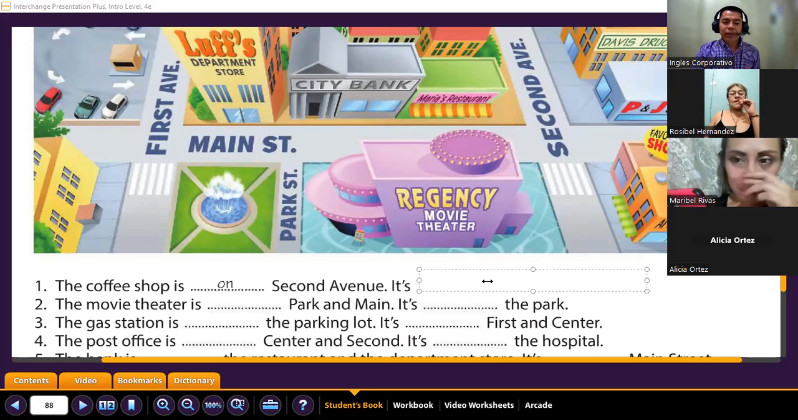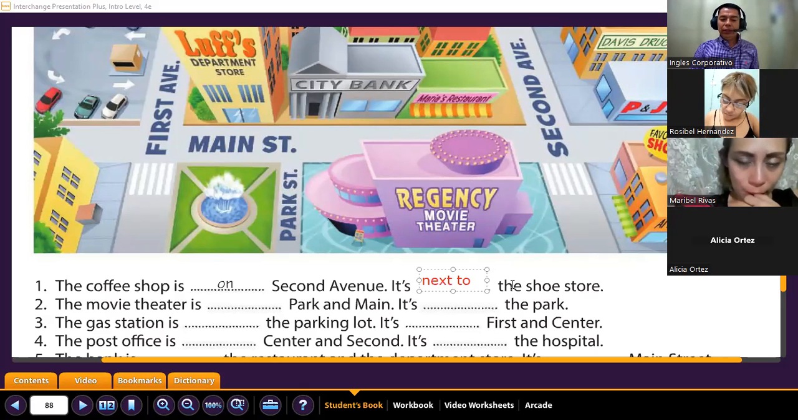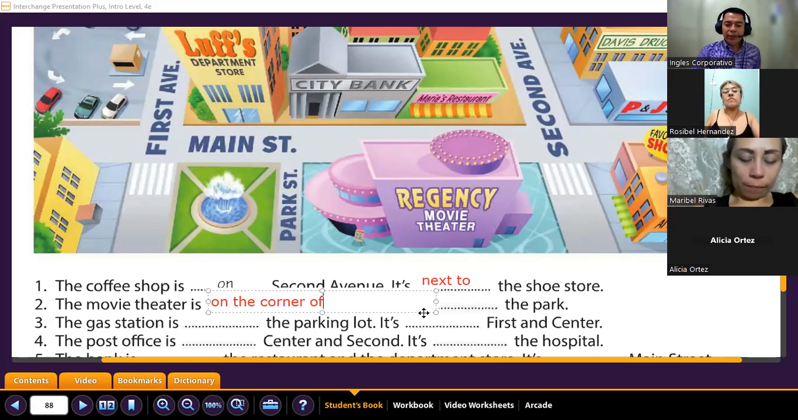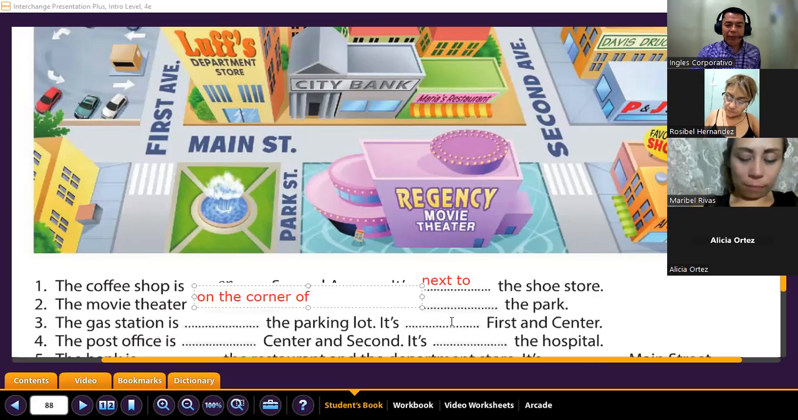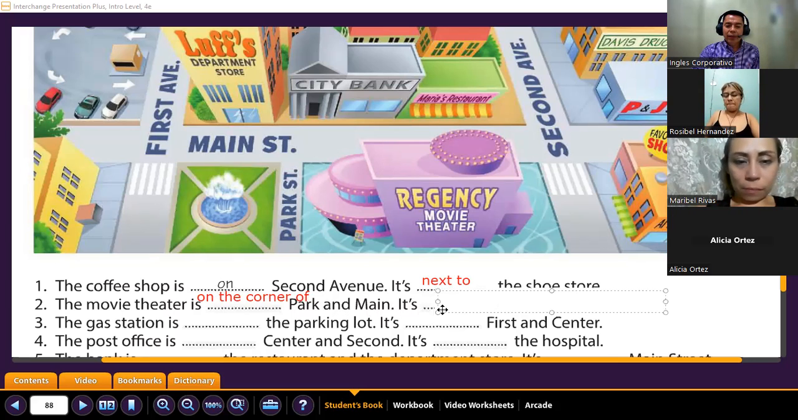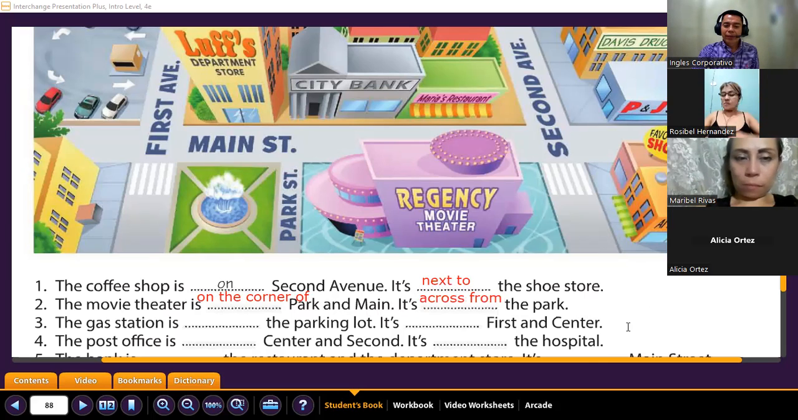Muy bien. Aquí sería, the coffee shop is on Second Avenue. It's next to the shoe store. And the movie theater is on the corner of Park and Main Street, across from the park, right? Lo voy a poner arriba, quizás para que me lo entiendan. ¿Lo alcanzan a ver? No me dejaron mucho espacio. Ah, cabalito quedó. So the movie theater is on the corner of Park and Main. And it's across from the park. Understand?